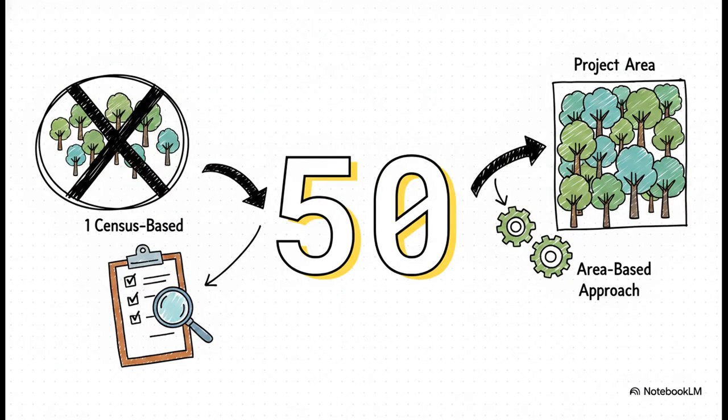Now, the magic number in version 1.1 is 50. In the older version, there was this kind of confusing 1 hectare limit, but thankfully, that's completely gone. Massive update. Now the rule is simple. If you plant 50 or fewer trees per hectare on average, you qualify for the census-based approach, no matter how big your total project area is. Plant 51? Boom, you immediately trigger the area-based approach. It honestly takes so much ambiguity right out of the planning phase.